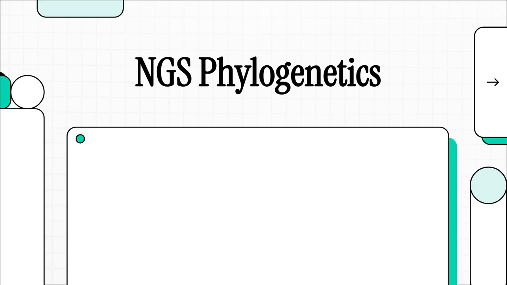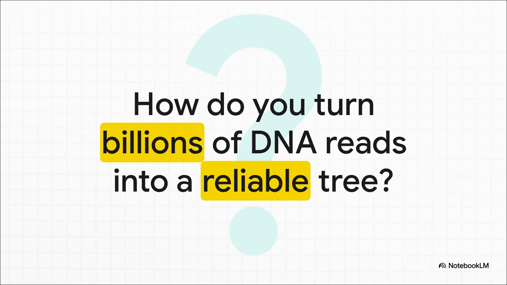This is your guide to building a truly defensible tree. And yeah, this really is the heart of the matter. NGS has given us this ocean of data. We're talking billions of tiny DNA reads. It's kind of chaotic, right? So the big question, the one we're all trying to answer, is how do we possibly wrangle all of that into a single, reliable tree of life? That's the puzzle we're going to solve.